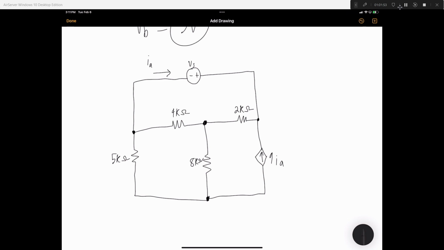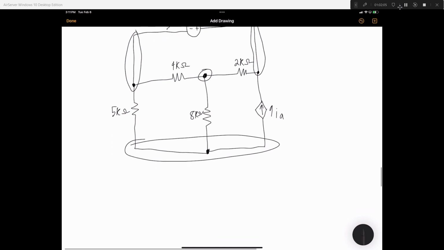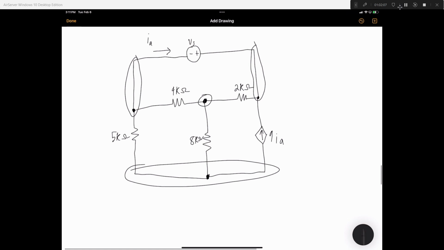Let's do the essential node stuff. Here's one. Similar to the others, to be honest. We got one down here. We'll ground the bottom one again. And for reference, it actually doesn't matter which one you ground. But in most cases, the bottom is the best because it's easier.